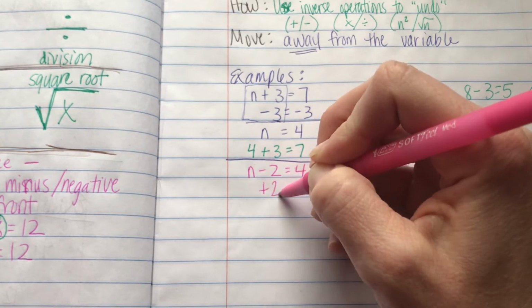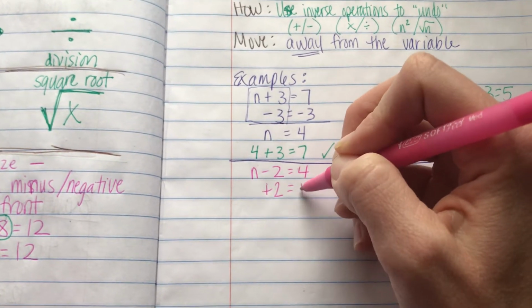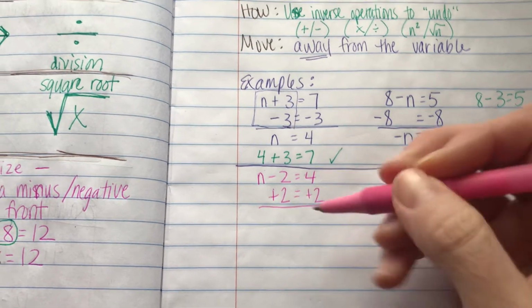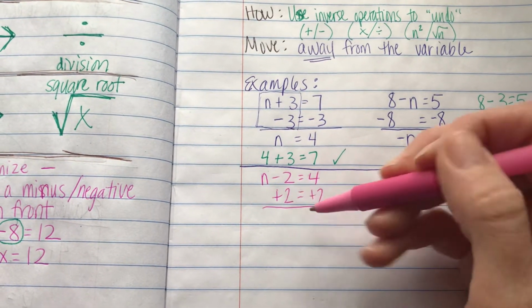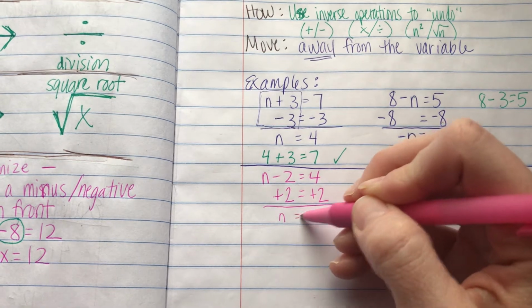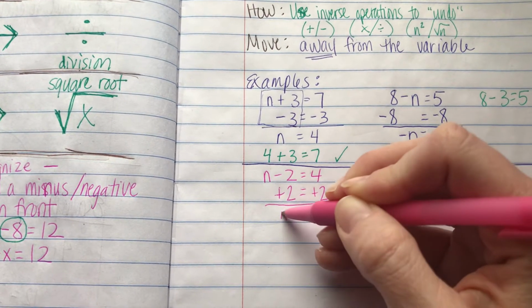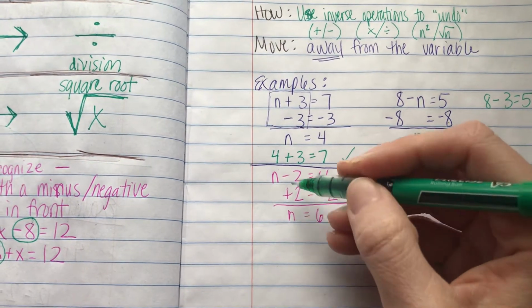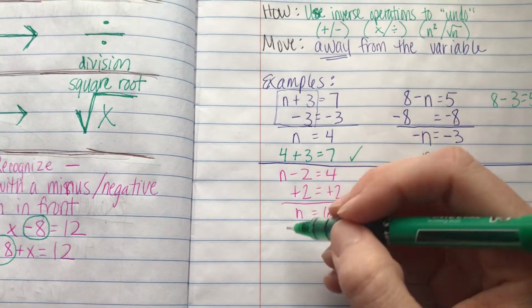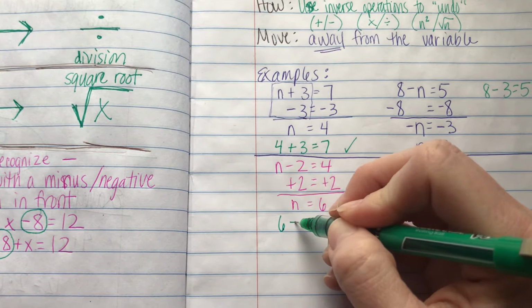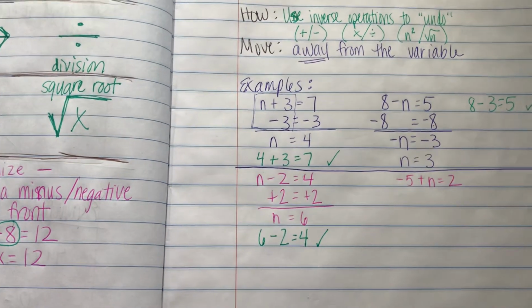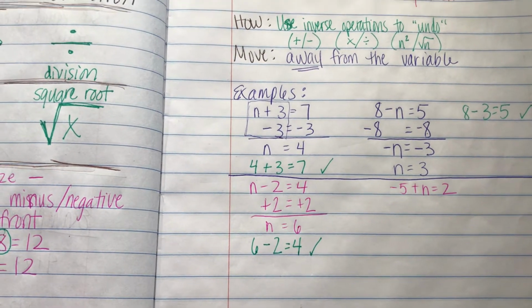We're going to add the 2 back, and in order to keep our equation balanced, we have to do that to both sides. N minus 2 plus 2 is just n. 4 plus 2 is 6. And then we have our answer. We can check that by putting n, 6, back into the equation where n was. 6 minus 2 equals 4. Is that true? Yes. So we have gotten it right.